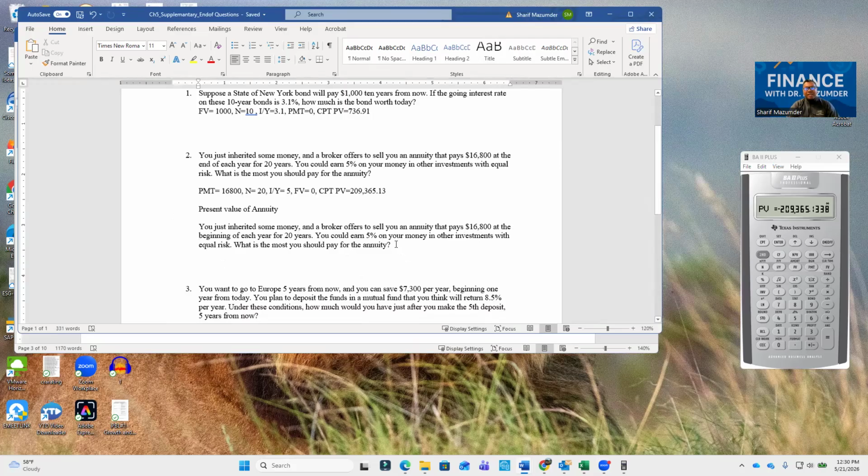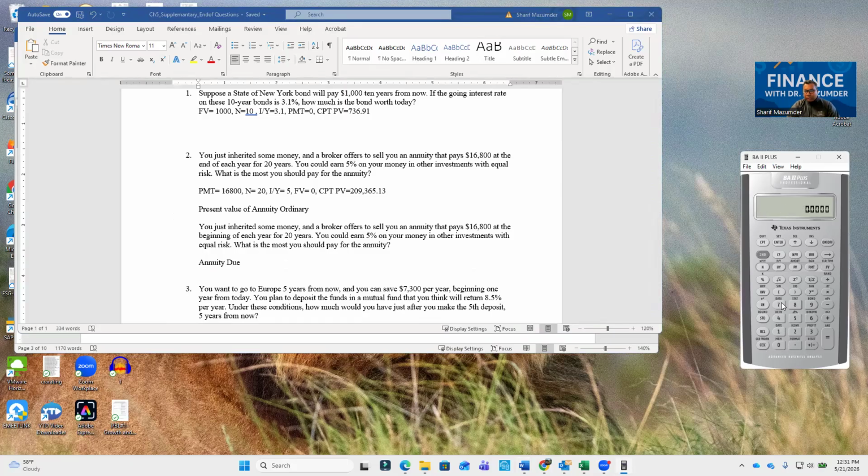This is the same thing, except this one is end of the year, this one is beginning of the year. So whenever the annuity comes at the end of the year, it is called ordinary present value of annuity. Whenever the annuity comes at the beginning of the year, it is called annuity due. Okay, so to calculate annuity due, you need to change the setting of your calculator.